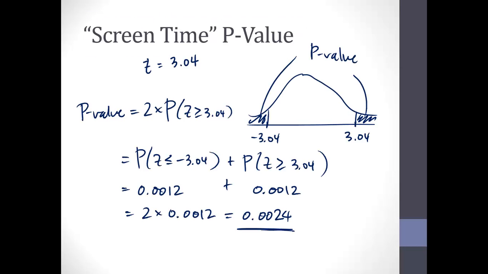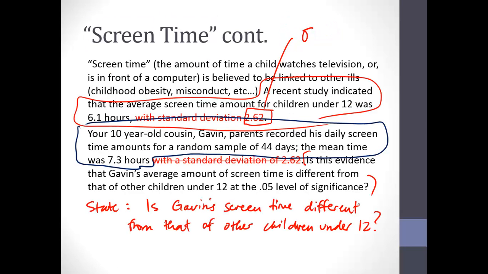Remember, we use this p-value to say that if the p-value is small enough, we will reject the null hypothesis. If it's not small enough, we'll fail to reject. The number we want to compare it to is that alpha we were talking about earlier. What is alpha in this problem? The end of the problem tells us we want our level of significance to be 0.05. So 0.05 is our alpha value. Remember, alpha is our level of significance for the test.